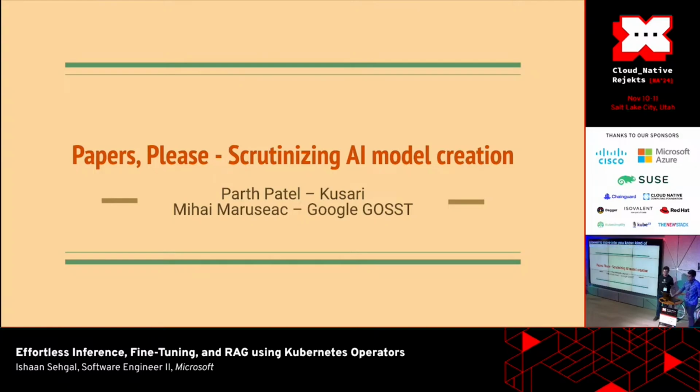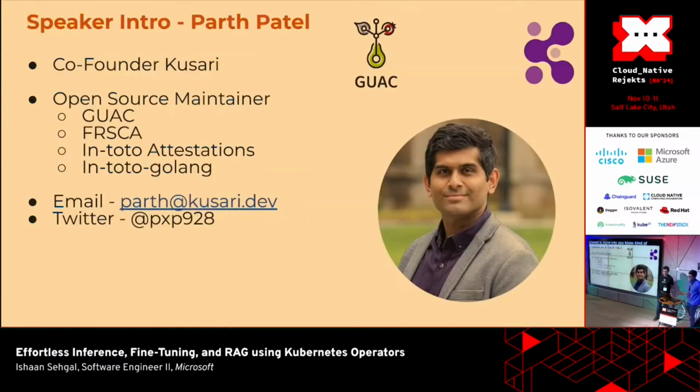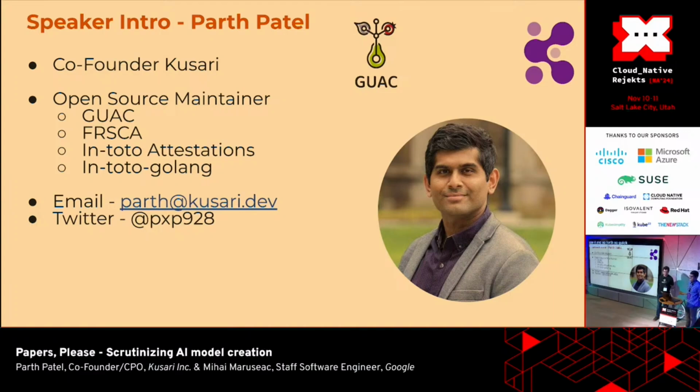Quick introduction. I'm one of the co-founders of a supply chain security company called Kusari. I'm also an open source maintainer on the open source project GUAC, which is a graph for understanding artifact composition, and we'll talk about that coming up. Another one is Fresca, and then in-toto attestations, which the SLSA attestations and other things are built on, and we'll talk about more. And then in-toto Golang.